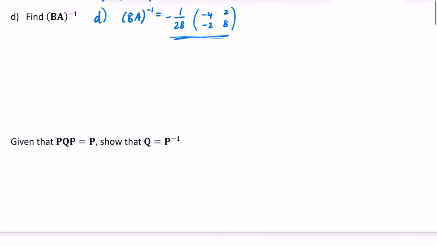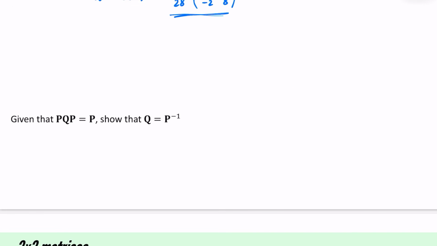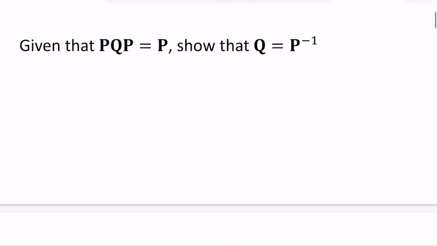Okay, so the last part that I've got on this page says, given that QPQ equals P, show that Q is equal to the inverse of P. And I've really included this to remind us about how we can do multiplication with matrices on the left and on the right. The thing we're aiming for is to have Q by itself, and at the moment it's got a P in front and a P behind here.